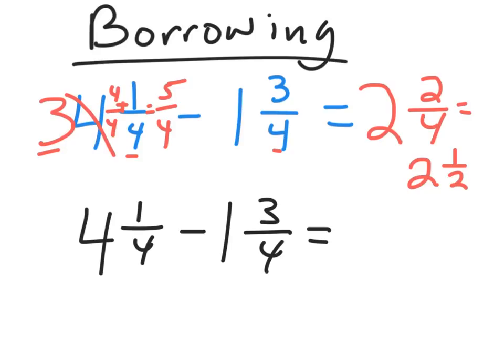When you need to borrow, what we did up here at the top was how it works mathematically. We take from the 4, make it a 3, we put 1 whole, that 1 we took from 4, and add it to 1/4 in the form of 4/4 to make 5/4.